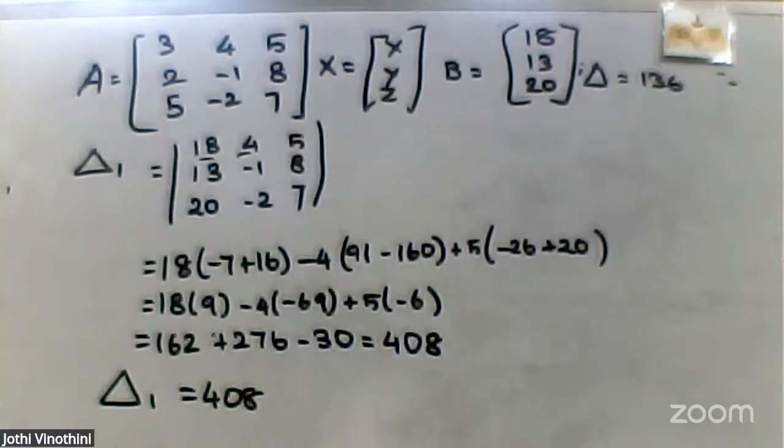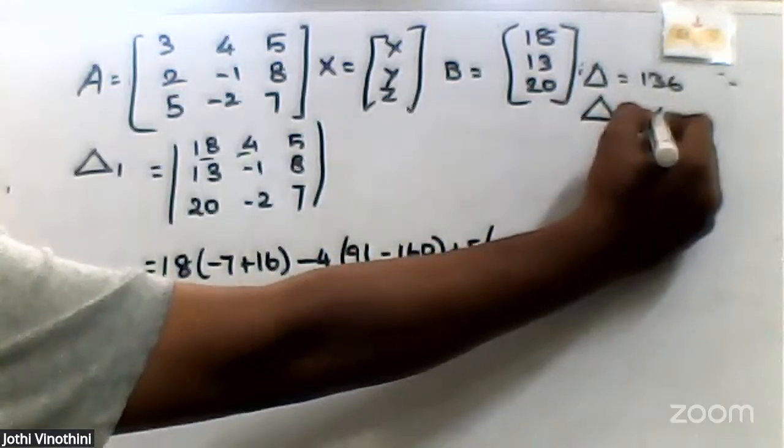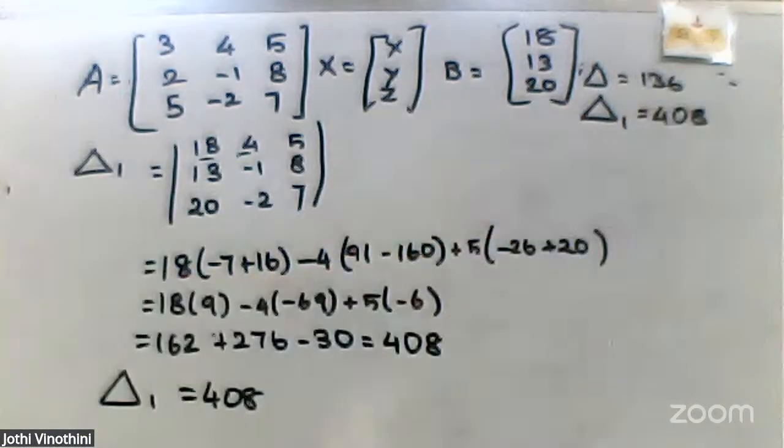Clear? Clear. So I will give you 1 minute so that you can copy this and we will move to the next step. Okay. For my purpose, we are going to write del 1 equals 408 here, right? Right. Okay. I hope you all copied this. Shall we move to the next step?